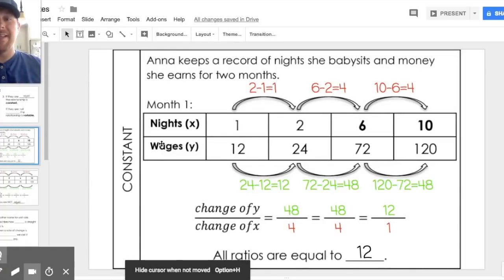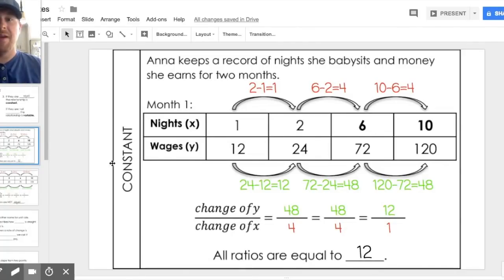So this is an example of a constant ratio, okay? Constant rate of change. So you'll notice this is talking about Anna, who keeps a record of nights she babysits and the money she earns for 2 months. So after 1 night, she earned $12. After 2 nights, she earned $24. After 6 nights, $72. And after 10 nights, $120.